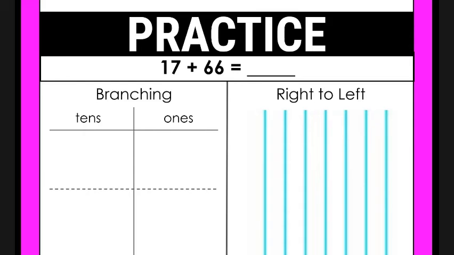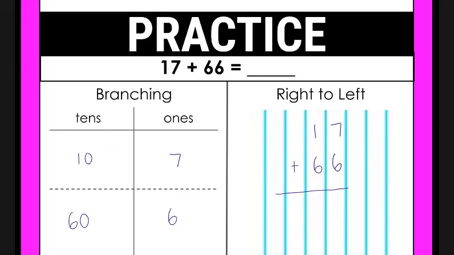So for 17 plus 66 for branching, I'm going to go ahead and write my first addend. So my 17, I break it down between my 10 and my 7 ones. And then my second addend, 66, I'm going to break that up between my 6 tens, which is 60, and my 6 ones. So over here from right to left, let's go ahead and set up our problem. We have 17 plus 66.